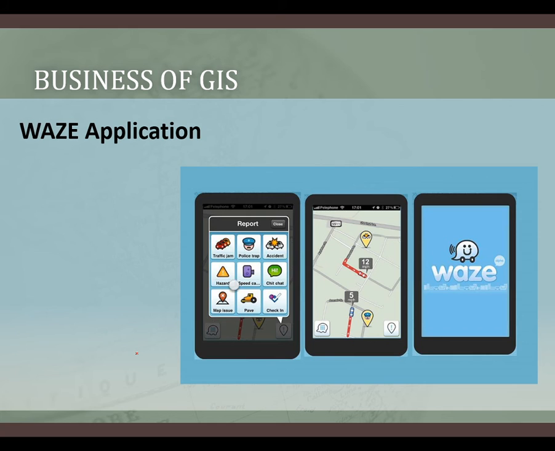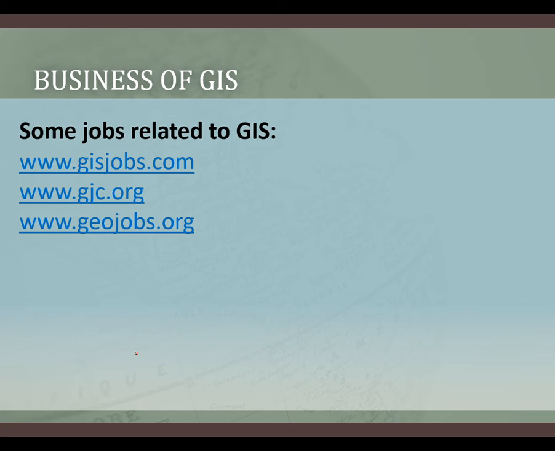Another example is Uber. Uber uses maps to get your ride. Uber Eats, DoorDash, and other ways to deliver your food all depend on GIS.